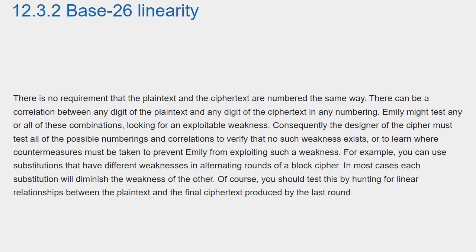Of course, you should test this by hunting for linear relationships between the plain text and the final ciphertext produced by the last round. If you wish to test the linearity of a substitution, you cannot apply the correlation coefficient directly. This is because all of these substitutions are done using modular arithmetic. Consider this substitution using the n1 numbering scheme. This is almost exactly c equals 2p, so it is highly linear.